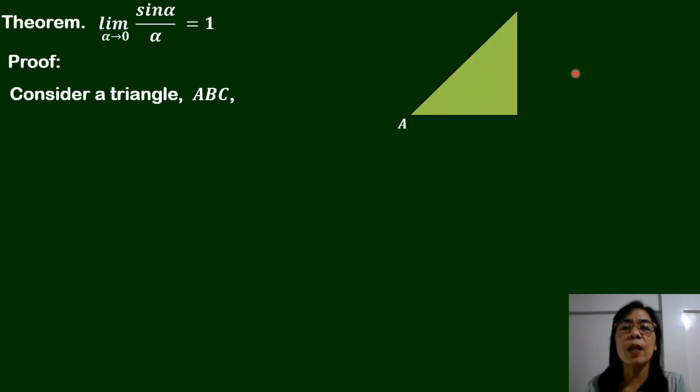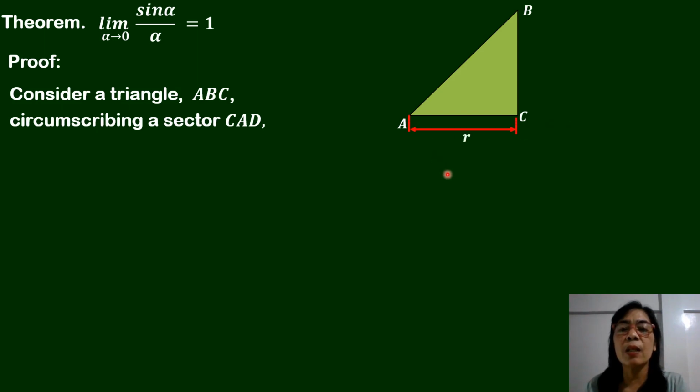given function and find the derivative of a given function. Let us now prove the theorem: the limit of sine alpha over alpha as alpha approaches 0 is equal to 1. We will be using this theorem in deriving some formulas for the derivative of trigonometric functions. So as proof, we are going to consider a triangle ABC circumscribing a sector CAD. So we have CA in here as a radius.